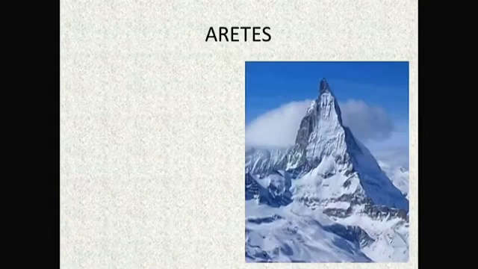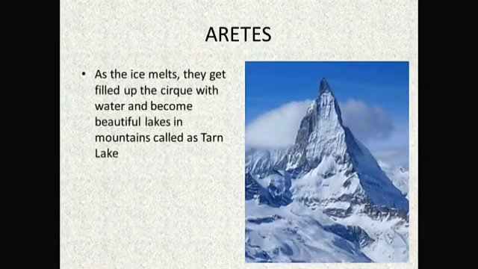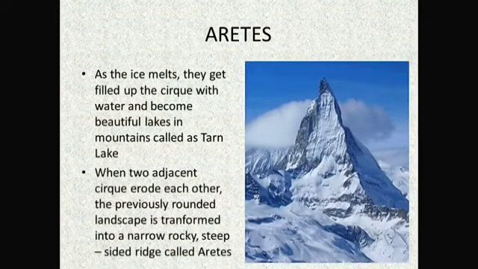Next we are going to see about arêtes. As the ice melts, they get filled up the cirque with water and become beautiful lakes and mountains called as Tarn Lake. When two adjacent cirques erode towards each other, the previously rounded shaped landscape is transformed into a narrow rocky steep sided ridge called arêtes. This is an arête.